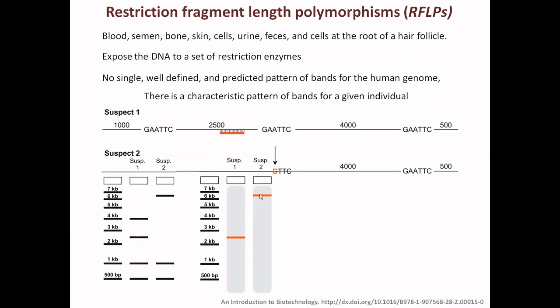So if we only consider these three bands, this is the 2500, we know the 6000. If we put a marker, the probe, here in the 2500 area, then from this suspect one, you can see the 2500 band, and from the second suspect, because it cannot be fragmented, we can see the bigger band, 6500.